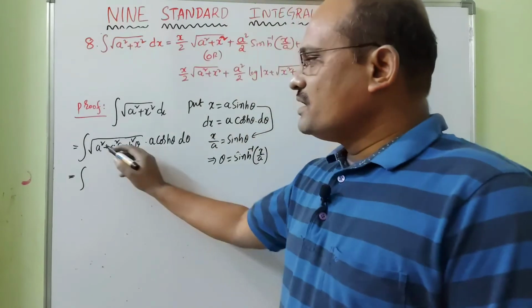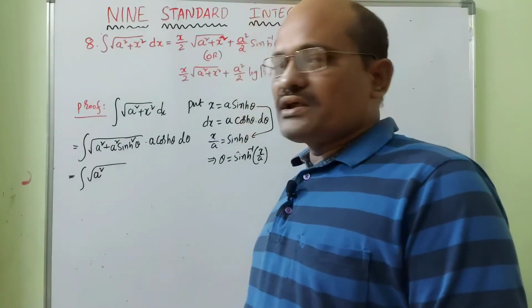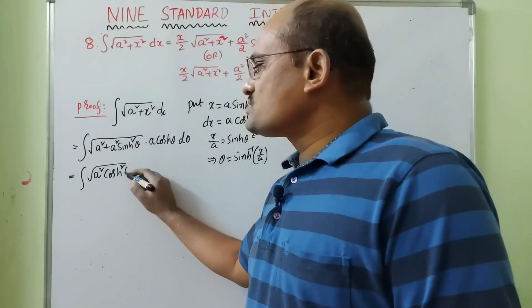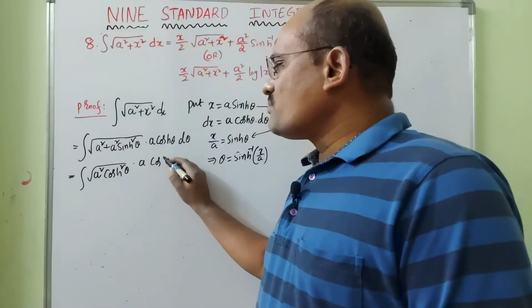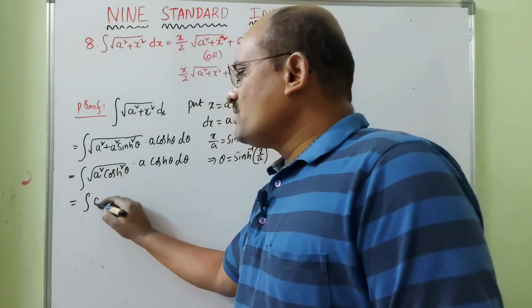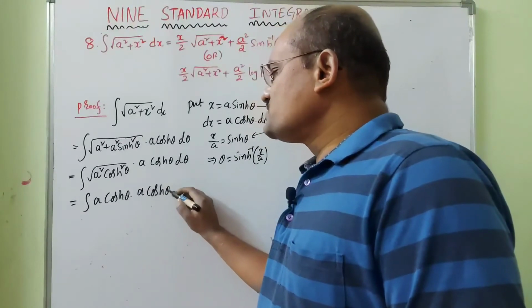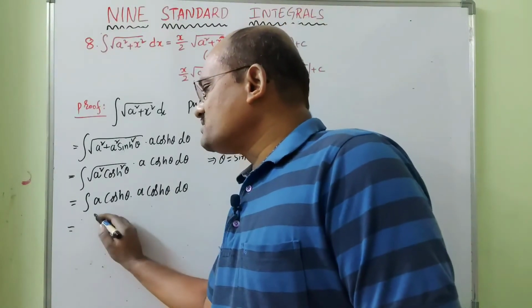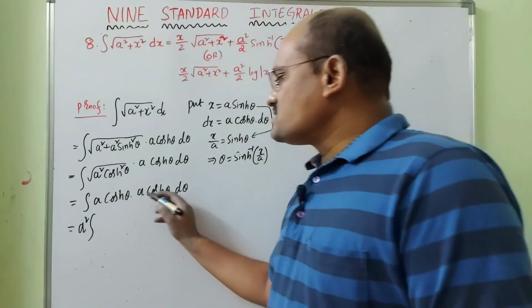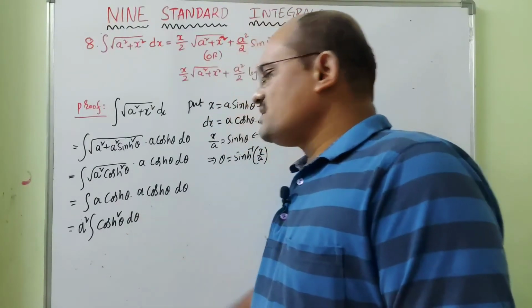Now in these two terms a square is common. Take a square common, you will get 1 plus sinh square theta, that is cosh square theta. These formulas are from hyperbolic functions. Apply root, you will get a cosh theta into a cosh theta d theta. If you multiply the factors, a into a is a square, it's a pure constant, right, outside. Cosh theta into cosh theta is cosh square theta d theta.